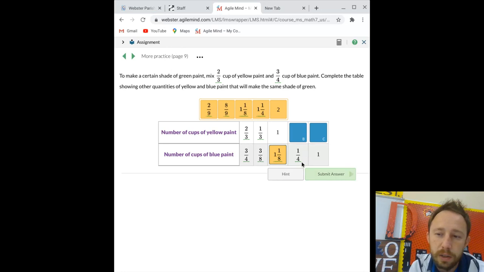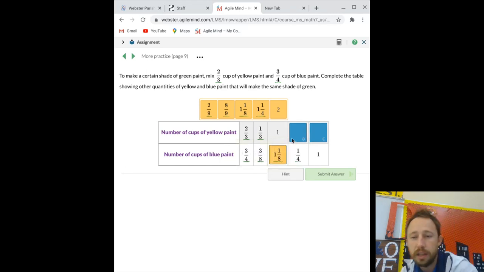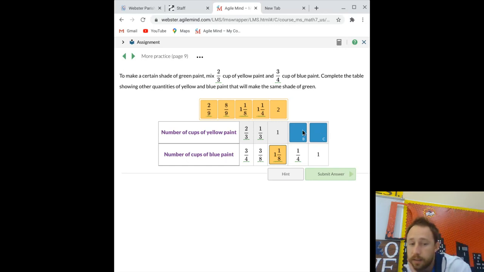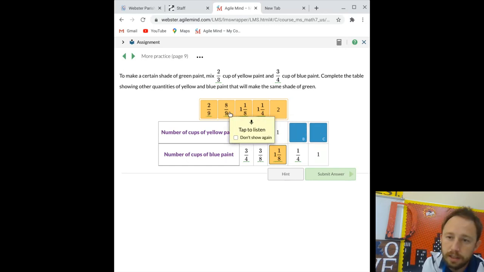All right. Now, same thing here. We know that 1/4 and 3/4 have a common denominator, but I know that 1/4 is 1/3 of 3/4. So if I do 2/3 times 1/3, I'll get B. So who knows what 2/3 times 1/3 is? 2/9. Correct. And the last, I know that 1/4 times 4 equals 1 whole. So if I do 2/9 times 4, I get 8/9. Good.